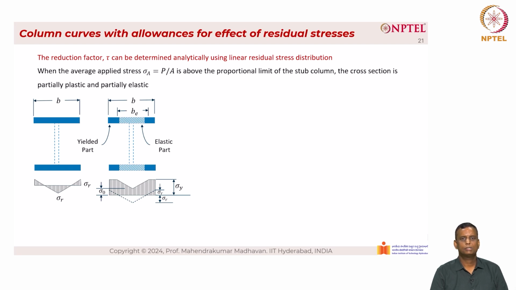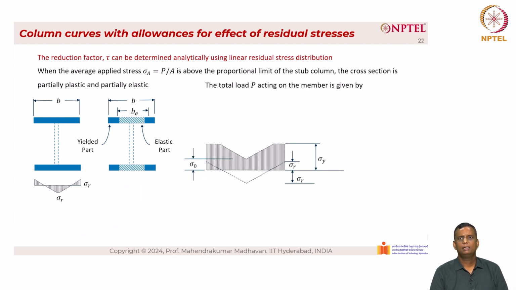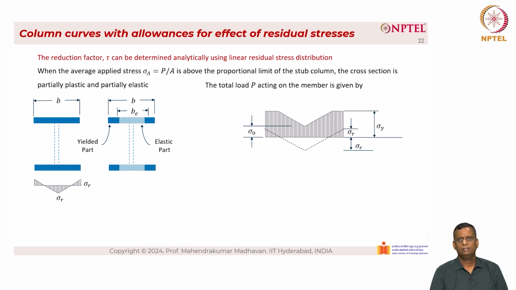Sigma r is the residual stress and sigma y is the total yield stress. The total load P acting on the member is given by evaluating the above diagram. So here we have the total width B. The elastic portion is given as B sub E, and we can have this split into rectangular portions.